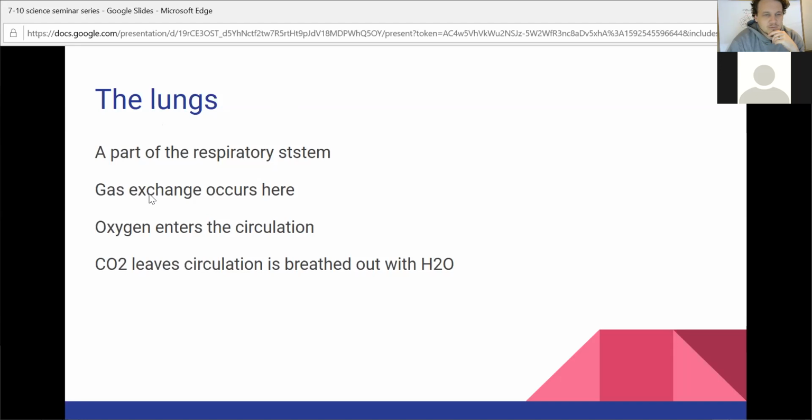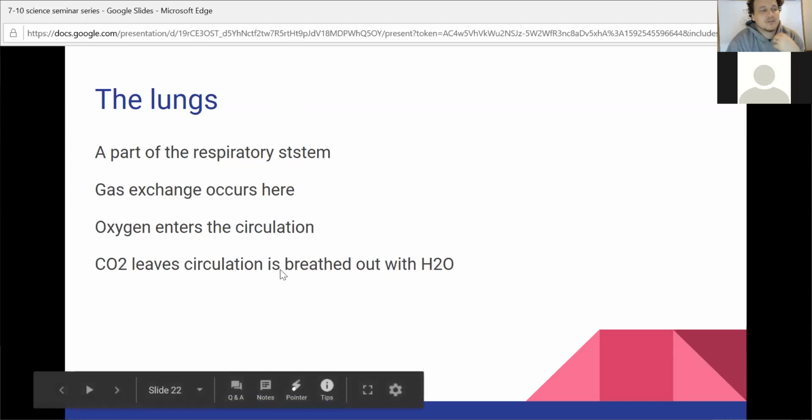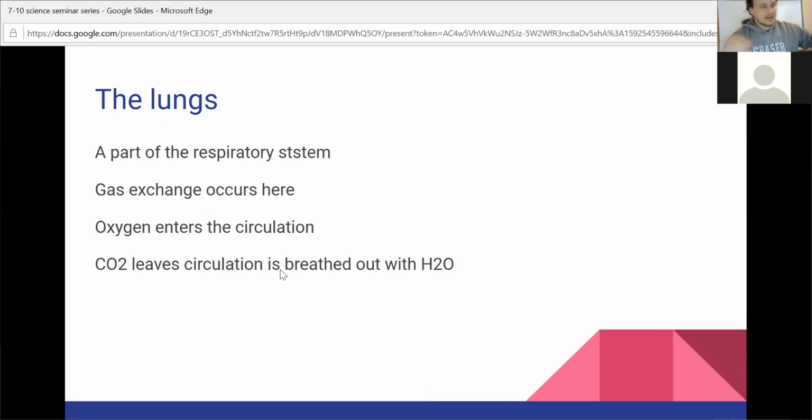So this is the site at which gas exchange occurs in any, not just the human body, but in any sort of relatively advanced animal that has lungs. So we breathe in oxygen, it goes into the alveoli, into the blood, and as the blood comes past, CO2 then leaves, and then we breathe out CO2. And we'll talk about what happens when things don't go right at the end, and I'll probably use asthma as an example.